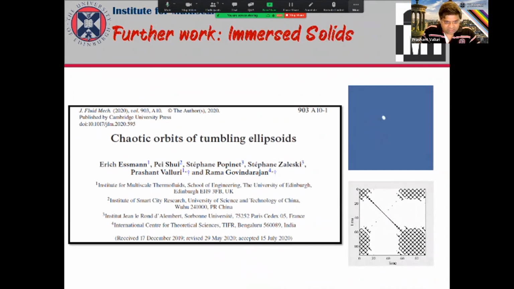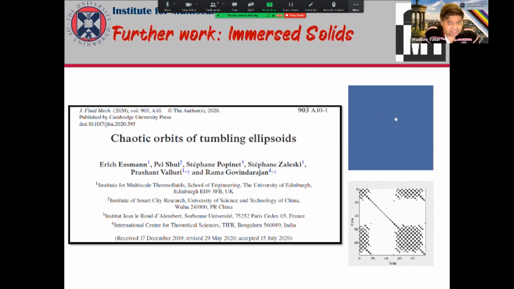So with Rama Govindarajan, what we did is we looked at how particles can tumble within any system. In this case, we were looking at chaotic orbits of tumbling ellipsoids. These chaotic orbits can be obtained no matter what the instability is. This could be a thermal instability, or a disturbance within the flow of the system. But as soon as you give a certain kick, and if your solid is of a certain kind, you will develop mixing and actually chaos within your system.